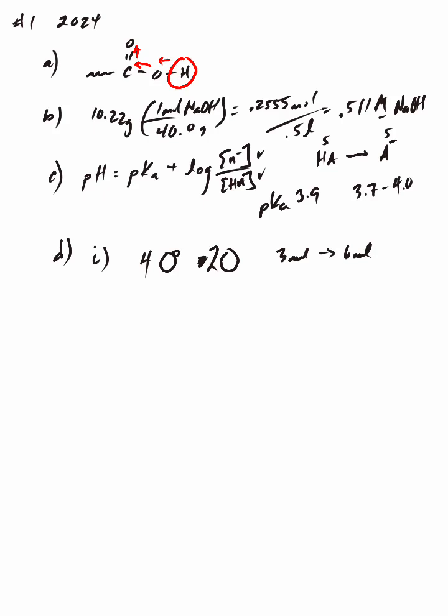That was D1, part 2. Justify your answer. It's exactly what I said about the particles: there is more HA than A minus, therefore less than 8.